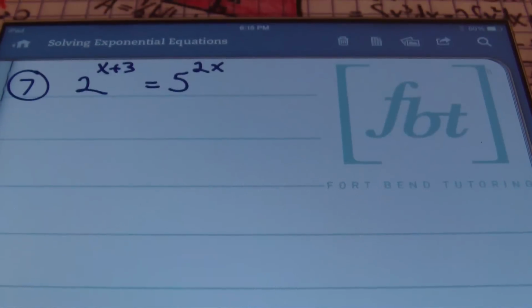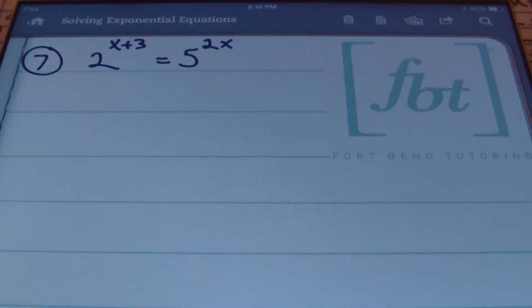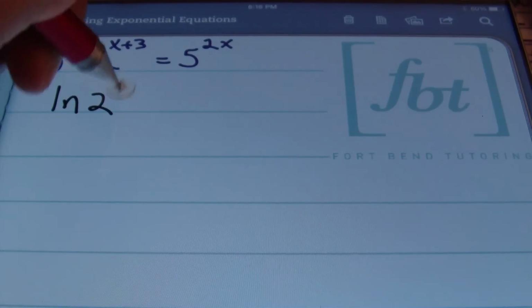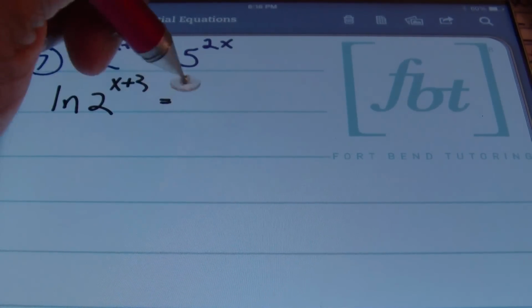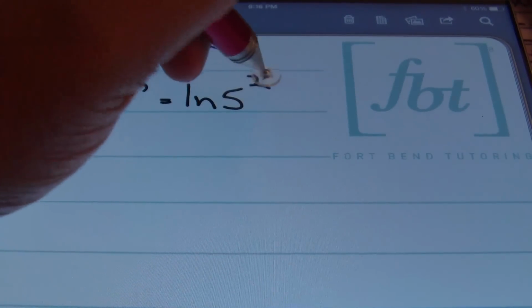All right, in problem number 7, ladies and gentlemen, we have 2 to the x plus 3 equals 5 to the 2x. Now, what you should do at the beginning of every problem is try to see if you can manipulate the bases to be identical. The 2 and the 5 don't have really anything I can work with here, which means that I'll be using my logarithmic properties, or my preference, the natural logarithmic properties. So I'll rewrite this as the natural log of 2 to the x plus 3 equals the natural log of 5 to the 2x.